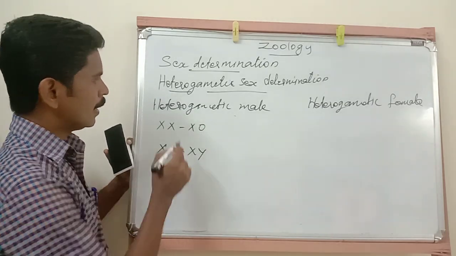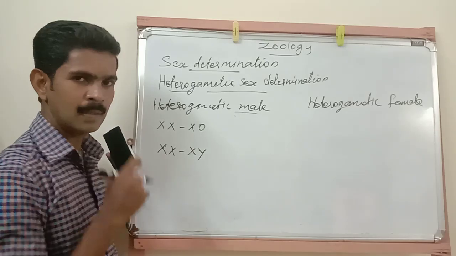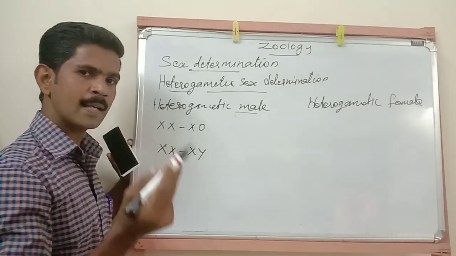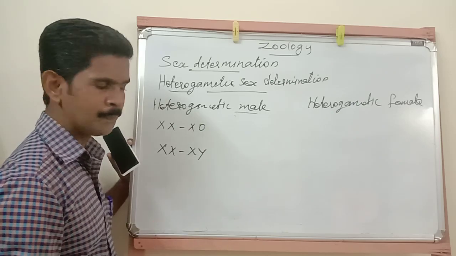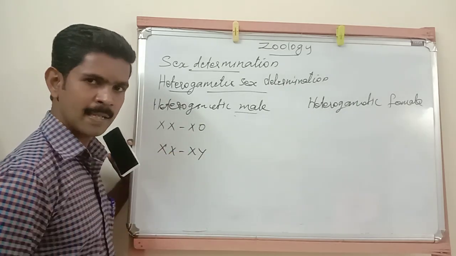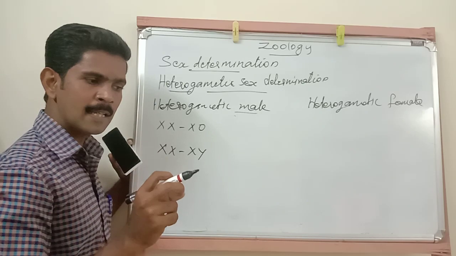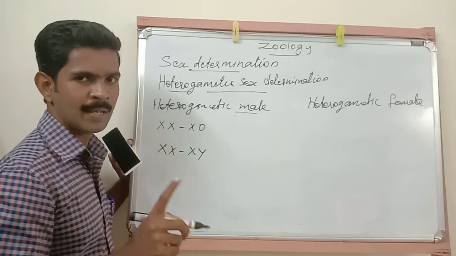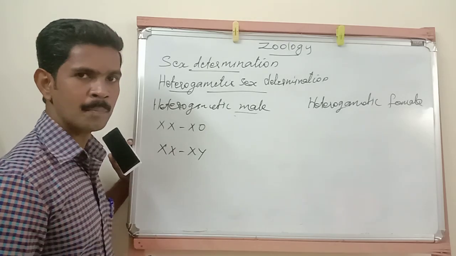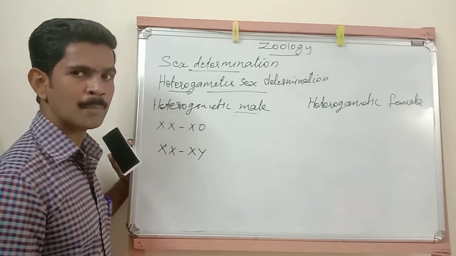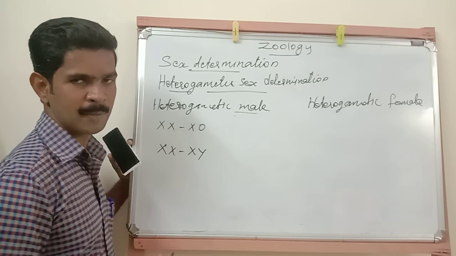See, here heterogametic male, isn't it? Heterogametic means, as I already told you, different. Both chromosomes are different. So in this type of sex determination, the female produces only one type of gamete, or only one type of egg. But the male produces two different types of sperms.